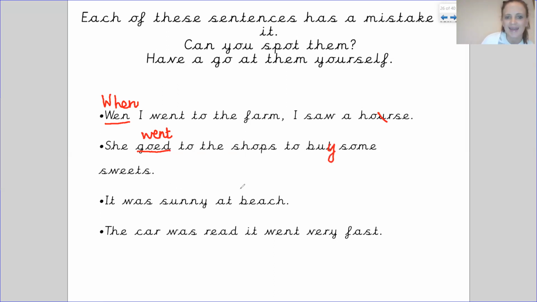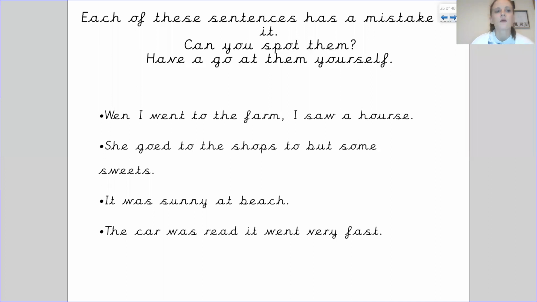It was sunny at the beach. And the car was red. It went very fast. That is the wrong version of red. We should have that one. And we could have a comma there. It went very fast. So check the mistakes in your sentences and check that you have corrected them correctly and give yourself a little tick if you have.